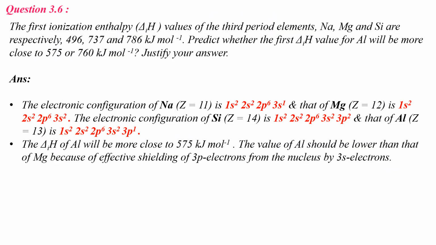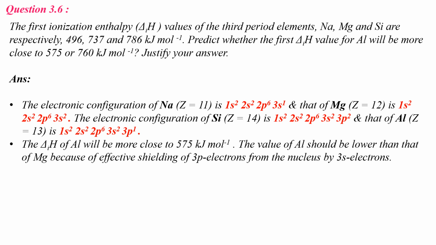Question number 3.6. The first ionization enthalpy values of the third period elements sodium, magnesium and silicon are given. Predict whether the first ionization enthalpy for aluminium will be more close to 575 or 760 kilojoule per mole. Justify your answer. So, in question number 3.6, you are asked to find out whether the first ionization enthalpy value of aluminium is closer to 575 or 760 kilojoule per mole. Based on your prediction, you need to justify your answer.